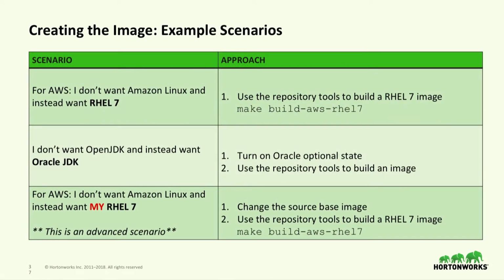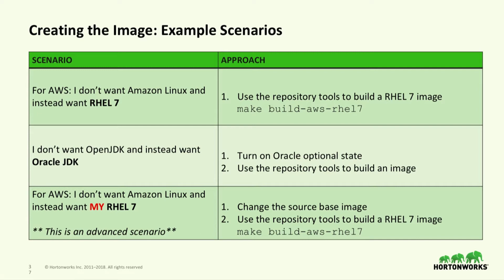And what are the custom use cases to use these custom images features? First of all, for example, you don't want to use Amazon Linux for AWS, you want to go with RHEL. And it is as easy as setting some environment variables and calling a make target. Or your corporate policy implies that you cannot use OpenJDK, but you should use Oracle JDK instead. Then we have a salt state. You only have to turn that state on. It's setting an environment variable, and building a custom image.